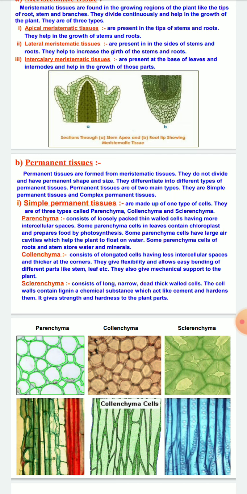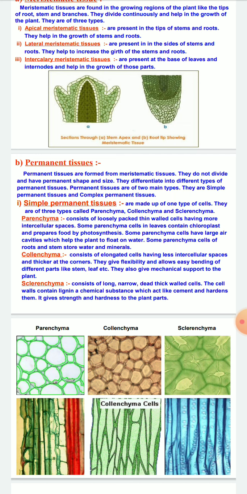Collenchyma consists of elongated cells having less intercellular spaces and thicker at the corners. They give flexibility and allow easy bending of different parts like the stem, leaf, etc. They also give mechanical support to the plant.